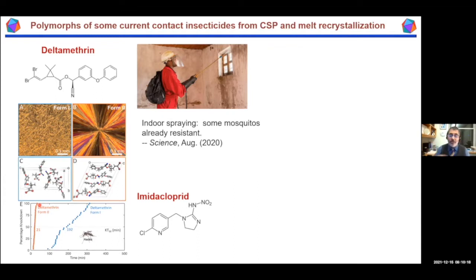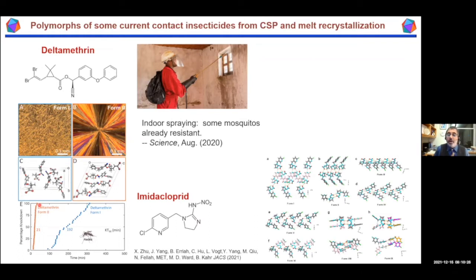So my colleagues use this melt recrystallization technique. And in fact, for this compound here, imidacloprid, they've been able to find a whole slew of new polymorphs. So I think 1, 2, and 3 were known, and then they've generated polymorphs up to polymorph 9, which is the one you can see down here.